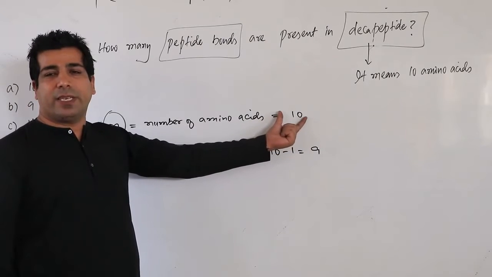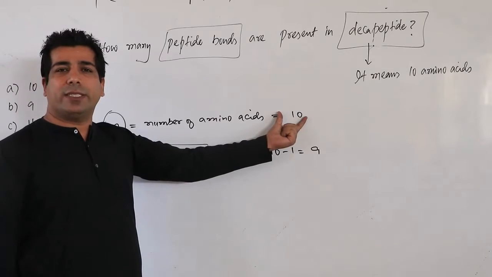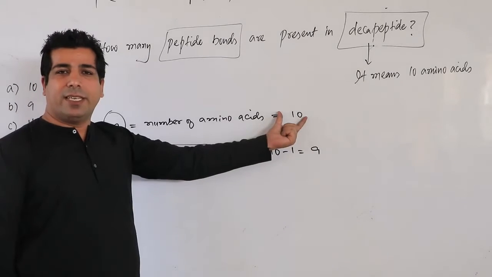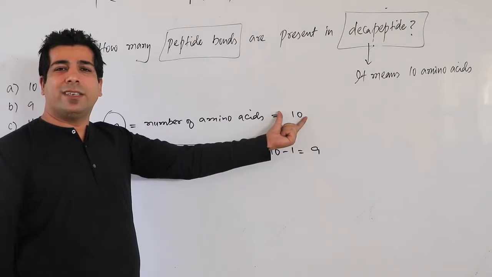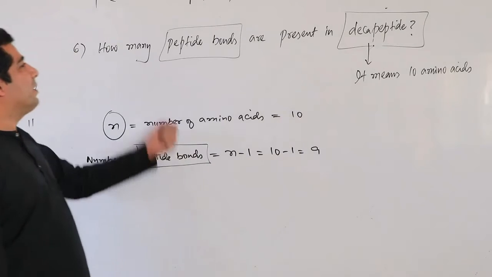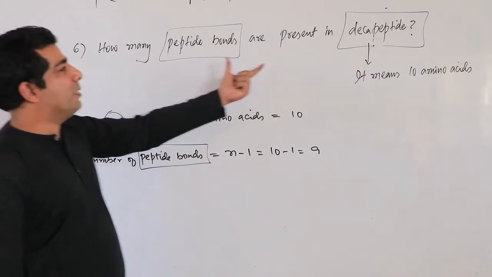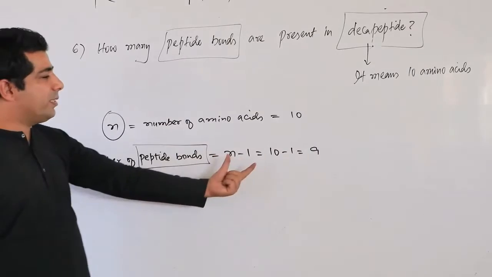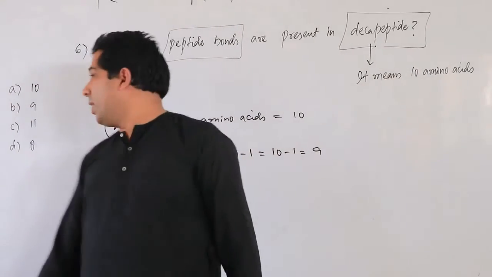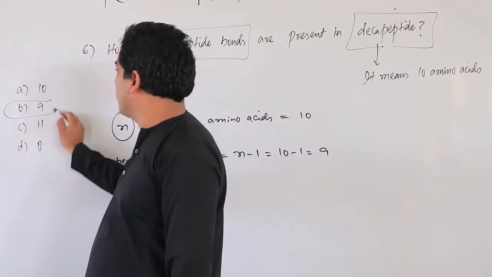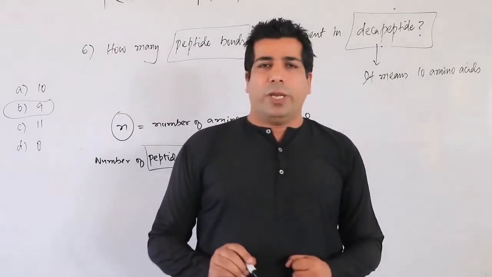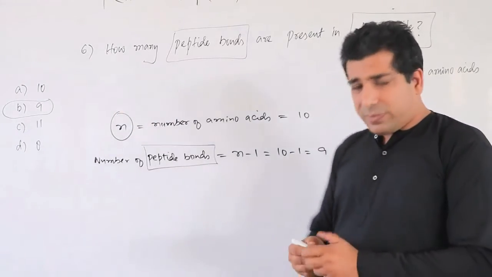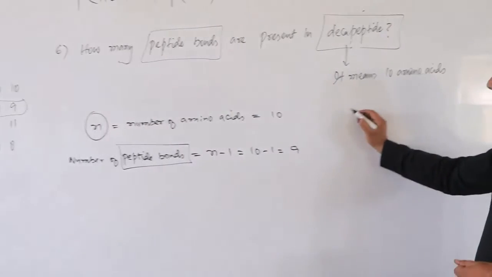So 10 stands for decapeptide. 10 amino acids, decapeptide. 8 amino acids, octapeptide. 2 amino acids together, that's called a dipeptide. 3, tripeptide. So my dear friends, how many peptide bonds are present in a decapeptide? Obviously N minus 1, which is 9. So the answer is 9 here. Now let me give you an explanation for this, have a look.